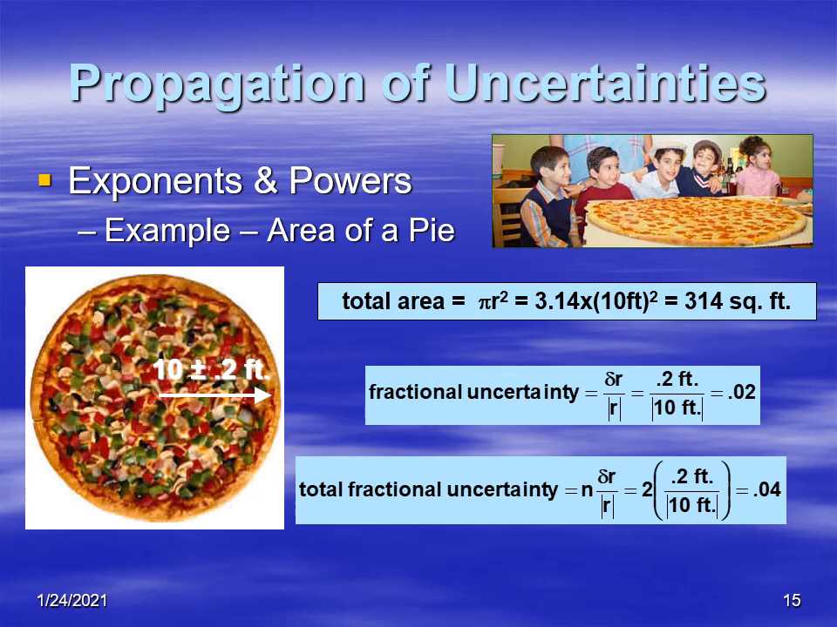The fractional uncertainty would be your error in your radius measurement. That's dr divided by the actual radius r. And dr we said was 0.2 and your radius was 10 feet, so that gives you about 2% error. Your total fractional uncertainty will be the 2% or 0.02 times the exponent, which is 2, which gives you 0.04.